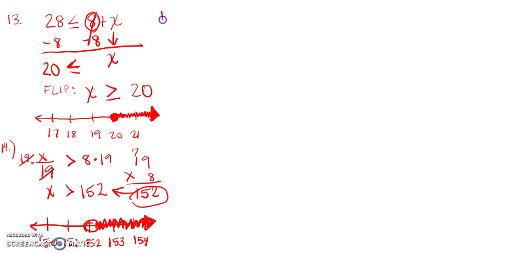All right, number 15. I have v minus 16 is greater than or equal to negative 8. I don't know where I got 18 from. Again, I'm going to circle my constant. Once I circle it, I'm going to take the inverse. So I'm going to add 16 to both sides.